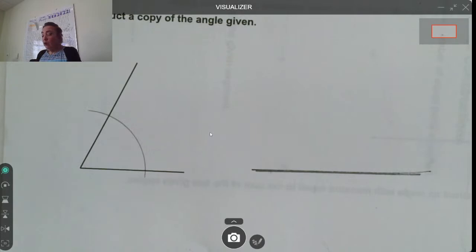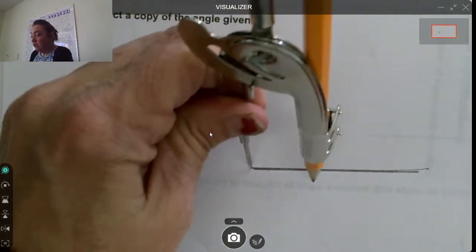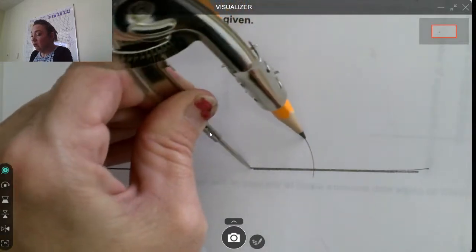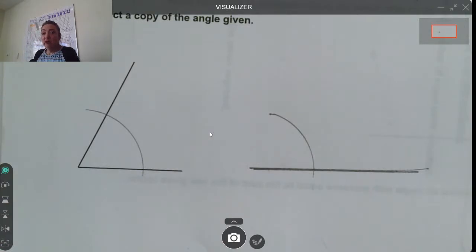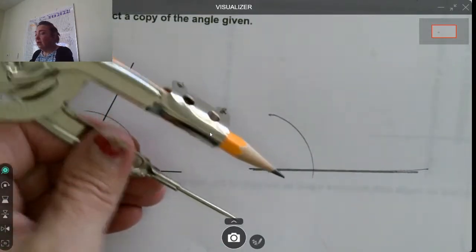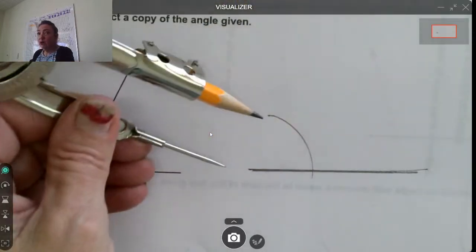And without moving the compass, we're going to go over here to our new segment and we're going to make that same arc. So without moving the compass, we're going to make that exact same arc.